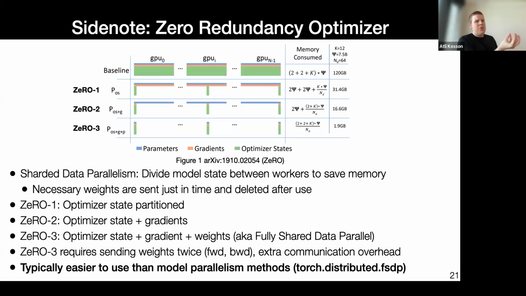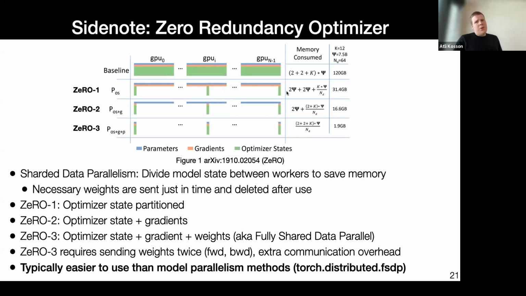This GPU will essentially also own the momentum that you need for these weights and the other optimizer state, and even the gradient. So it's just a nice way of sharding your optimizer state across many workers.